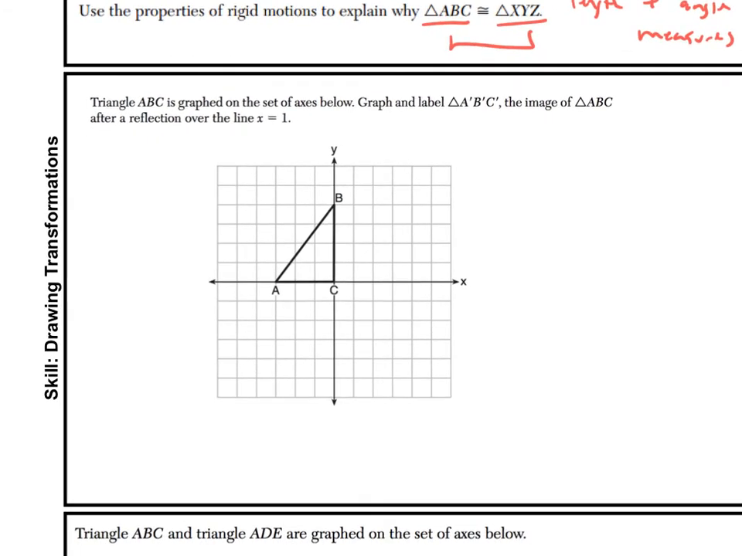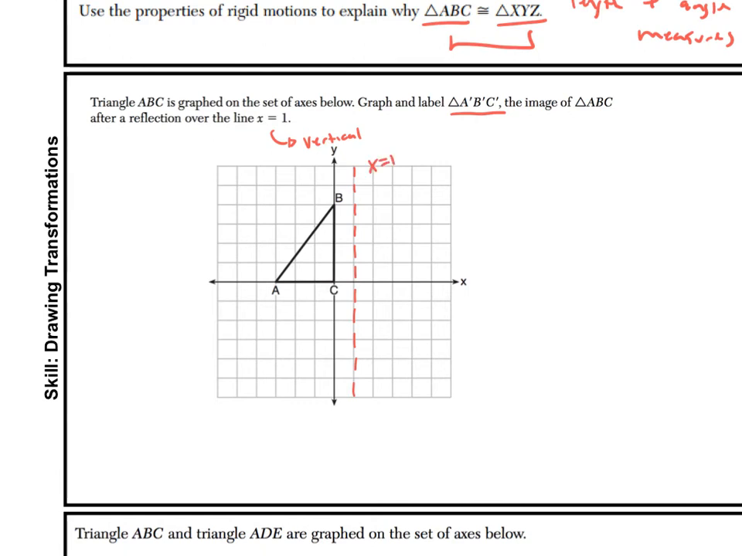So in the last two problems, we were describing transformations. Now we actually have to do transformations. So the first one says triangle ABC is graphed on the set of axes below. Graph and label triangle A prime, B prime, C prime, the image of ABC after reflection over x equals 1. So remember, x equals 1 is a vertical line. Okay? And so we just go to 1 on the x axis and we go right through it like that. So that would be x equals 1. All right? Vertical line for x.